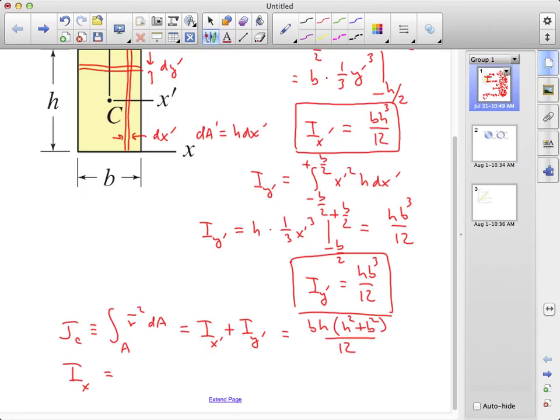So our area moment about the x-axis is going to be the integral from 0 to h now, not from minus h over 2 to plus h over 2, but from 0 to h, y squared b dy. And we'll see we're going to get the same result here that we had for Ix prime. It's just that we're evaluating the result over different limits, and we end up with Ix equals bh cubed over 3.